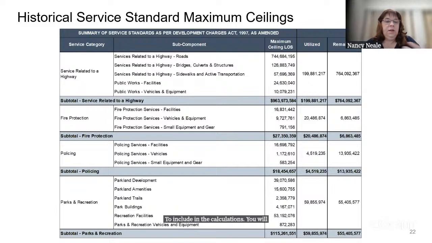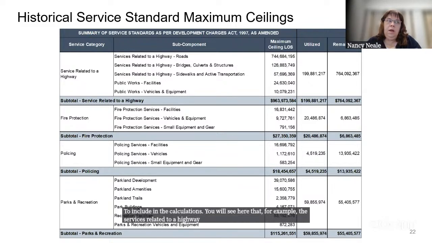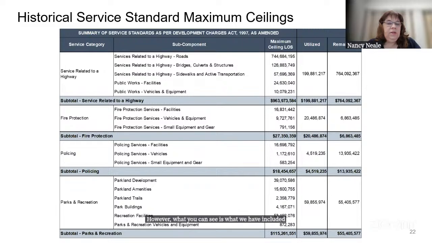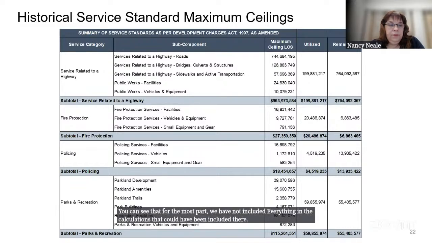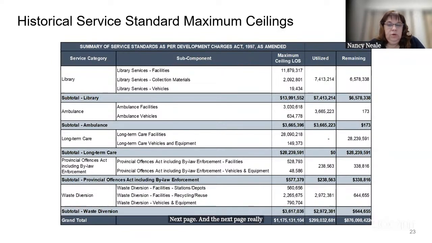You will see here that, for example, for the services related to a highway, the historical service standard would allow the city to collect and include in the calculations of the DCs upwards of $964 million, almost. However, what you can see is what we have included is just over $199.88 million in the calculations. So really there's $764 million and change that is not going into the calculations. As you go down the table there for the various different services, you can see that for the most part, we have not included everything in the calculations that could have been included there. Next page.